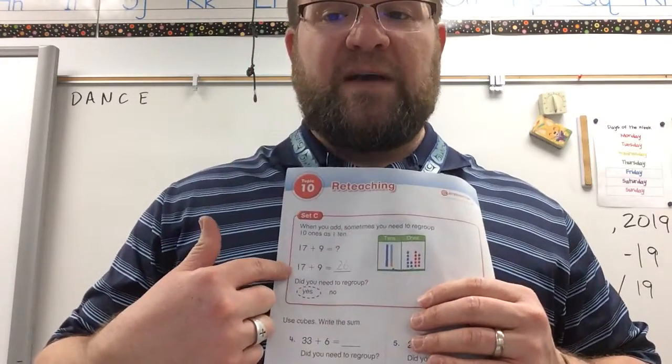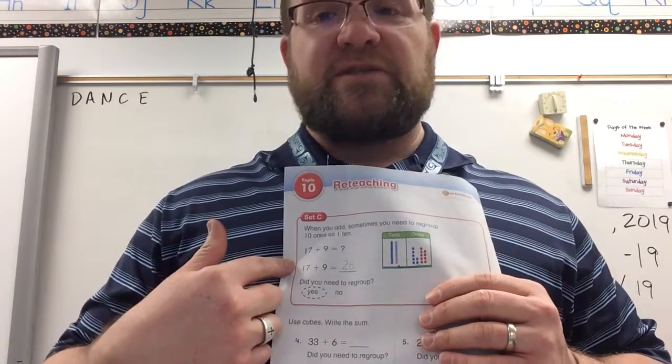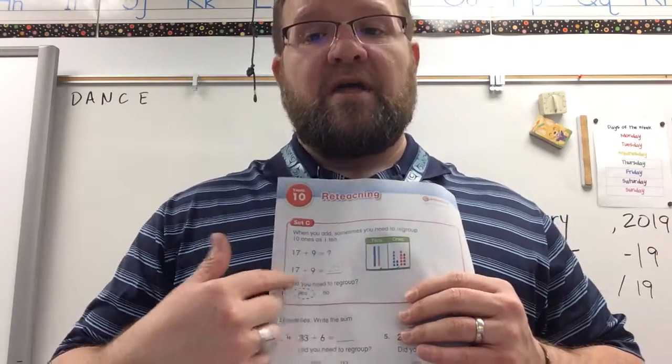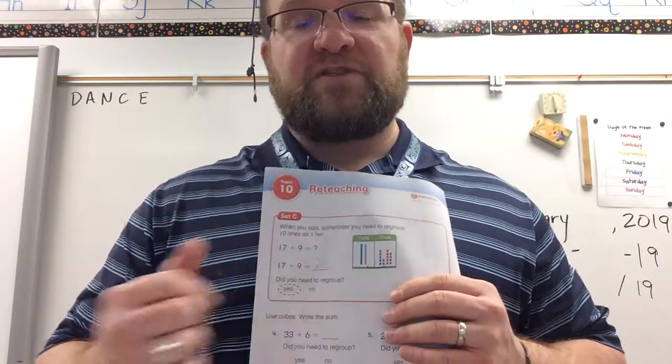We ended with a 2 in the tens place. So did we regroup? Yes, we did, because my tens place changed. If your tens place changes when you're adding the number, then you regrouped. So we started with a 1 in the tens place, finished with a 2. So you're going to add 33 and 6.